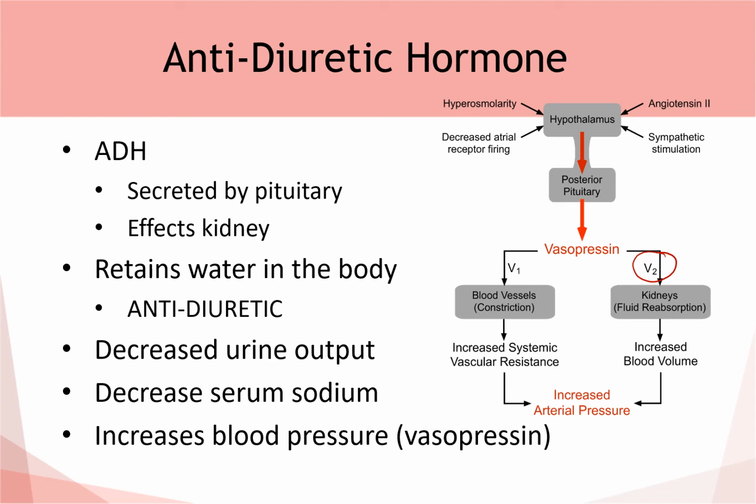As a result, you wind up having a decrease in urine output, and this decrease in urine output causes a decrease in serum sodium, and it has an increase in blood pressure for two reasons. One of those reasons, of course, is the increase in blood volume, but the other thing that it also does is it actually constricts blood vessels once it affects the V1 receptor, and that leads to, again, an increase in overall blood pressure. So the alternate name for ADH is actually vasopressin.